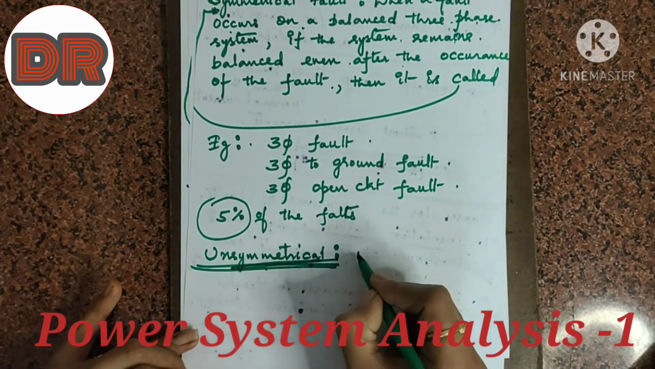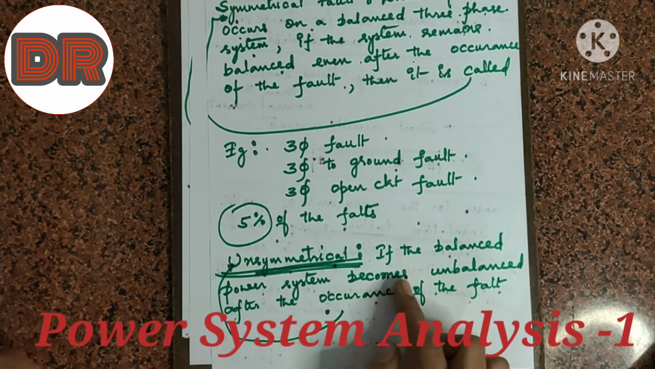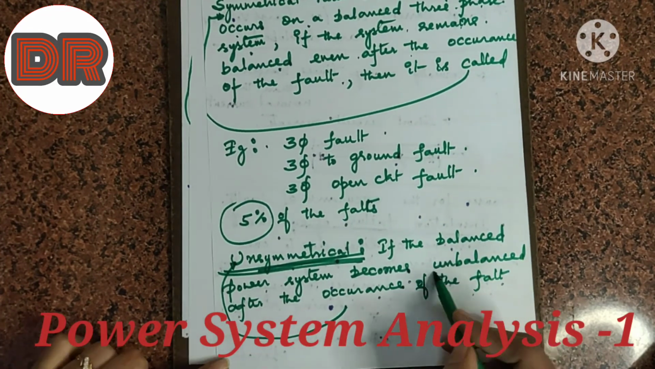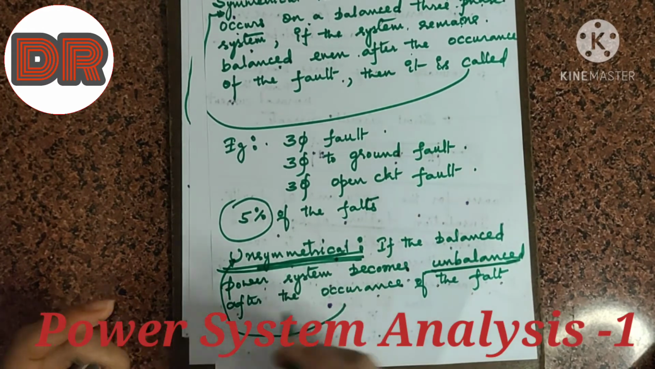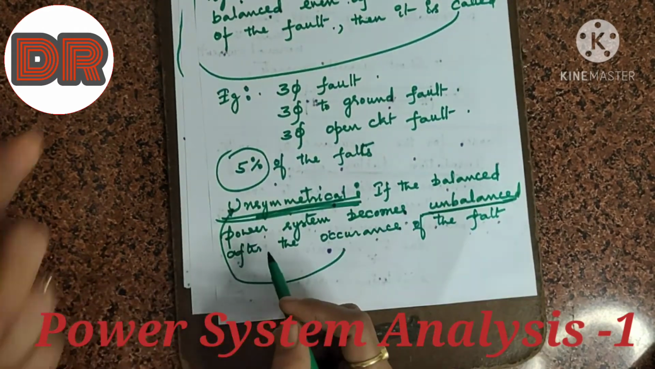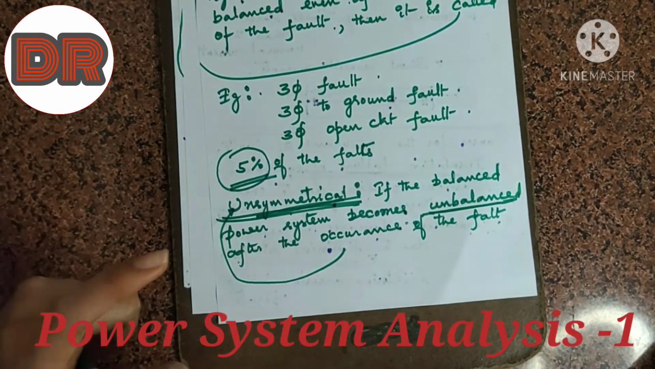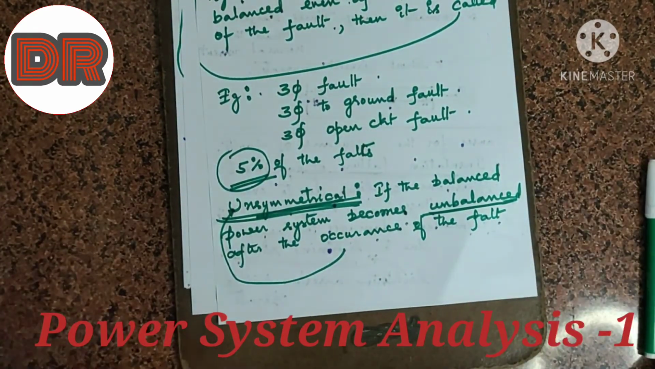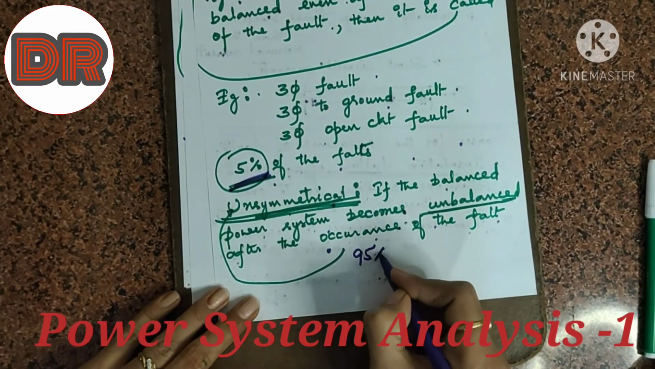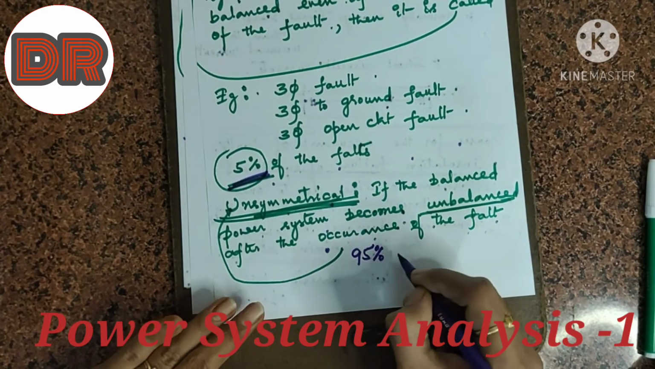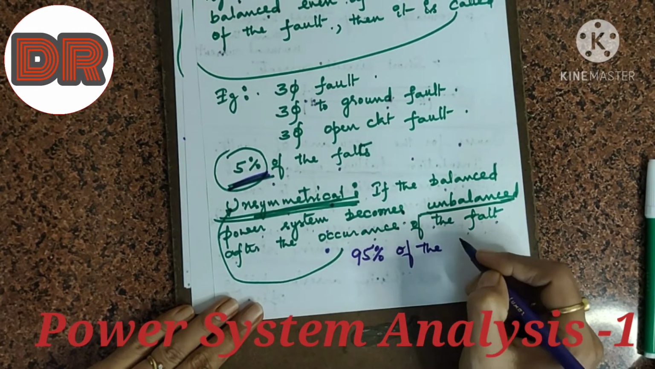So let me write the definition. The definition goes like this: if the balanced power system becomes unbalanced after the occurrence of the fault, then it is called unsymmetrical fault. I said only 5% of the faults are of symmetrical type. So we have remaining 95% of the faults of unsymmetrical type.